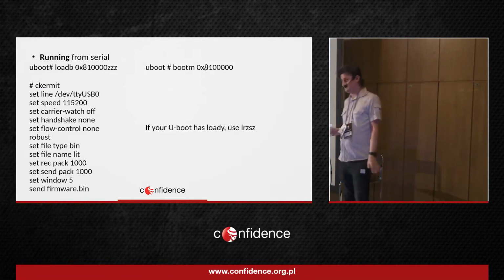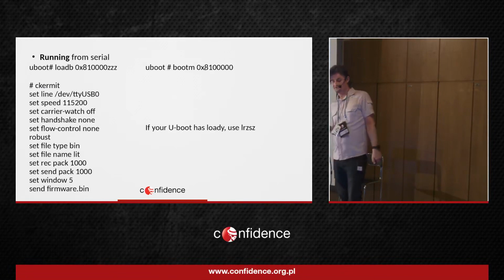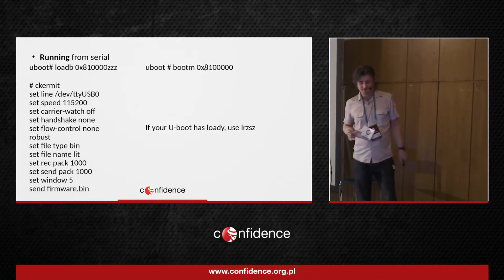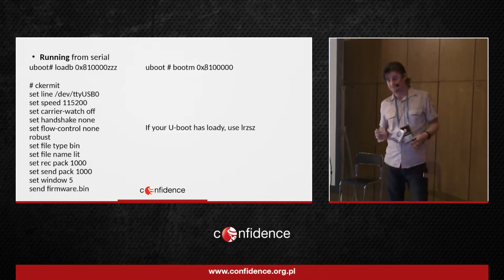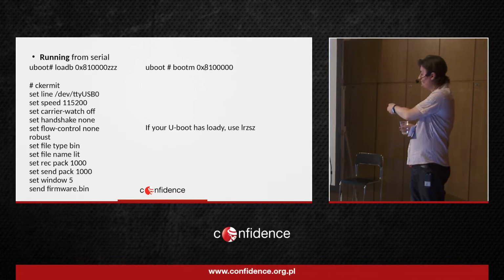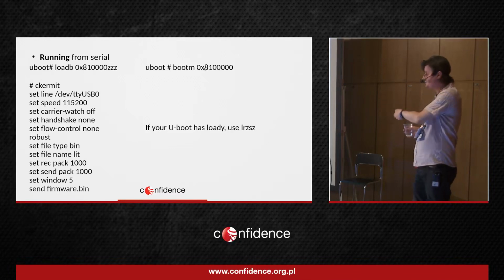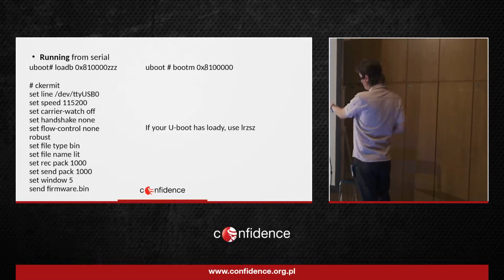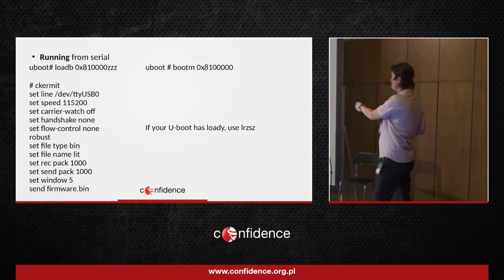We need to build the OpenWrt image first, and then from the U-boot, we are using the command loadb. Loadb loads a binary image from the serial port with the Kermit protocol. On your computer, use ckermit, which is a client for Kermit, and with these simple steps, you finally send the firmware. Firmware is loaded into this address.